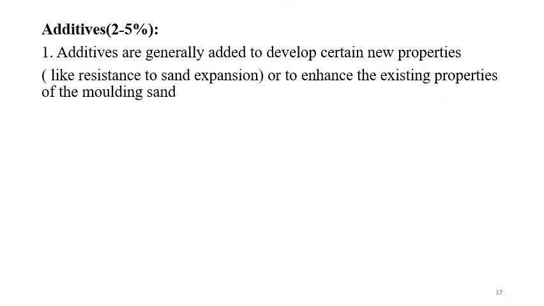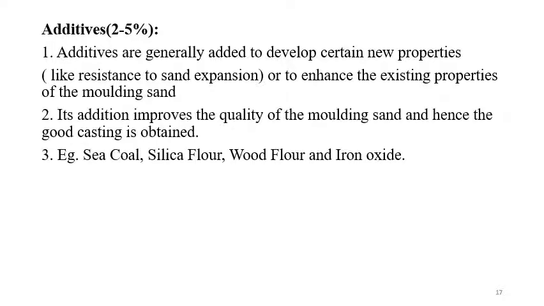So next go for the additives. 5 to 10% you can mix in the base sand. And for additives the minimum value is 2 to 5%. The maximum value is 5%, not more than that. So you can mix it with the base sand. Additives are generally added to develop certain new properties, like resistance to sand expansion, or to enhance the existing properties of the molding sand. This is a very important role of mixing additives in the base sand.